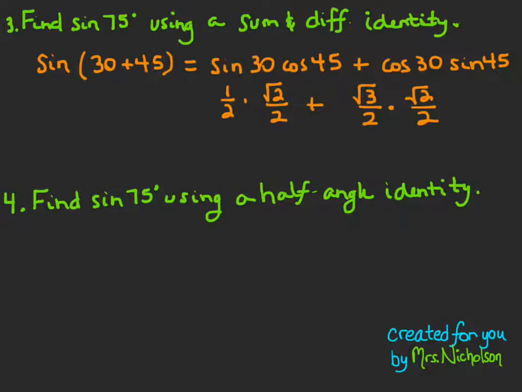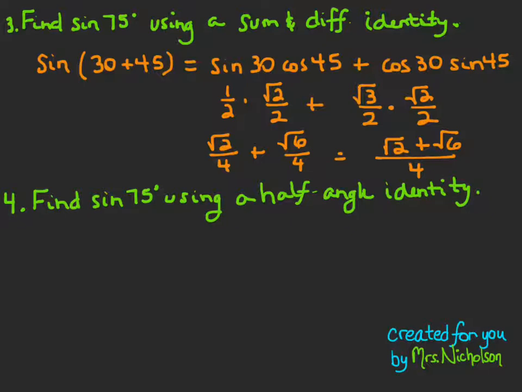And if I multiply that out, I get square root of 2 over 4 plus the square root of 6 over 4. And since those have a common denominator, I'm going to go ahead and combine them together and make my answer square root of 2 plus the square root of 6 over 4.